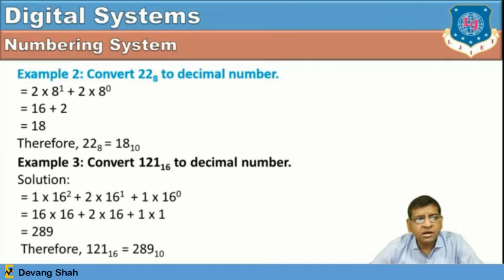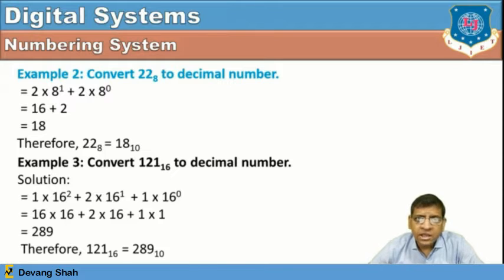You can further check by converting this octal number 22 into a decimal number. You can see as the base is 8, so you have to follow this particular series. Same way with the hexadecimal number 121, if you want to convert it into a decimal numbering system, again you have to follow the same method.